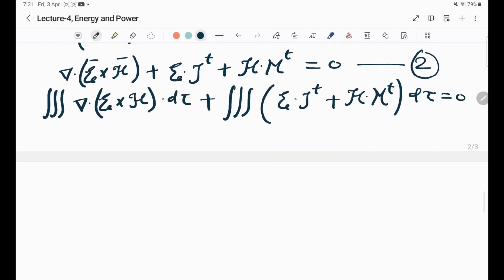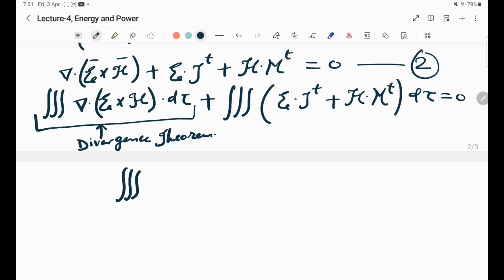Now we will apply the divergence theorem only on this term. So what does the divergence theorem say? It says that the triple volume integration of the divergence of any vector A d tau is equal to the closed surface integration of A dot ds.